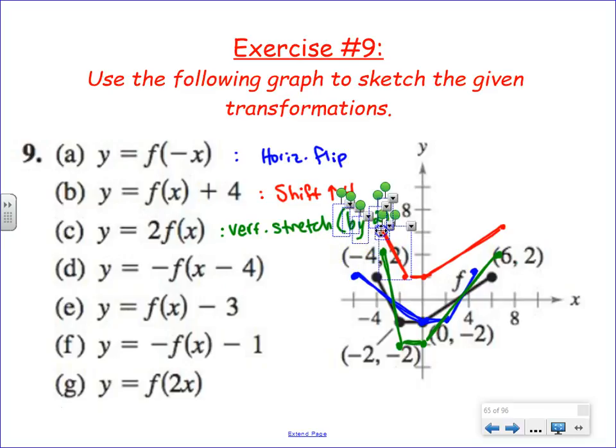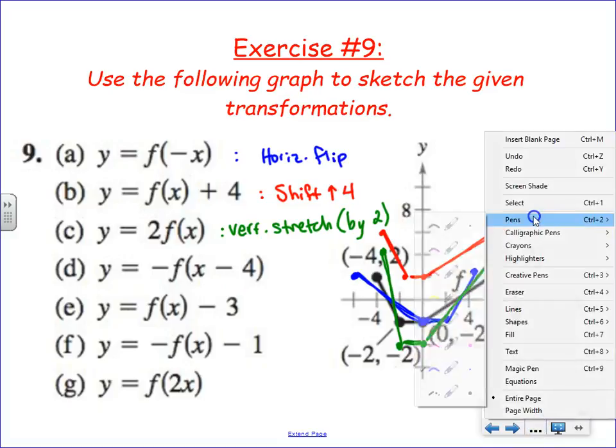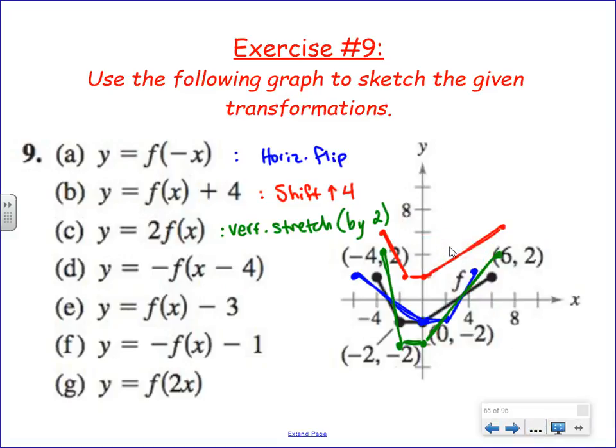Negative and then x minus. Hold on, I need some more colors. I need you guys to think through. Letter D is a little bit harder. How come? Because there are two things going on. This now begs the question, does order matter? No. Yes. Wait, does order matter for what? Order as to which transformation to do.